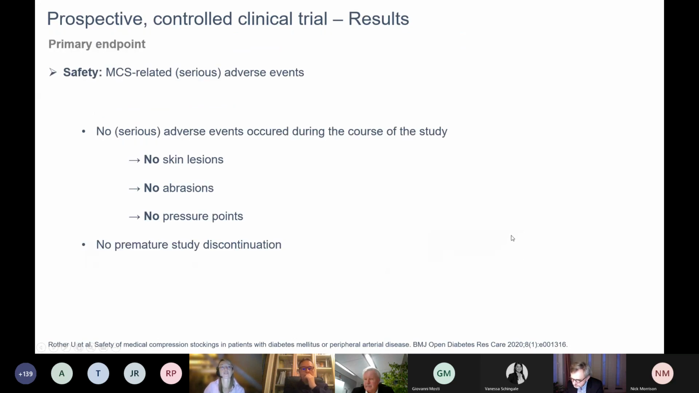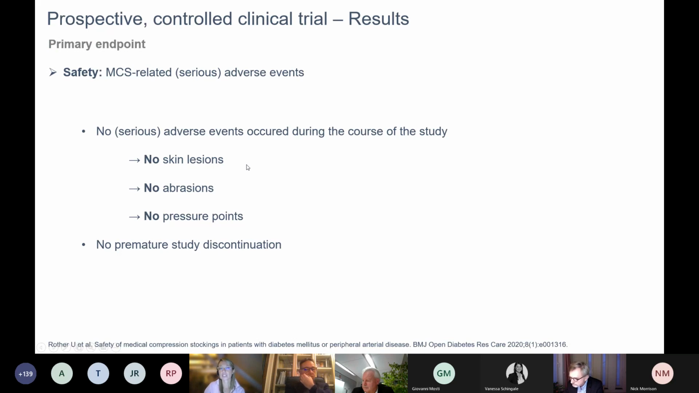So what were the results of the study? I already mentioned that safety was our primary endpoint, and we documented the MCS-related adverse events. And good news, there were really no adverse events during the whole course of the study.